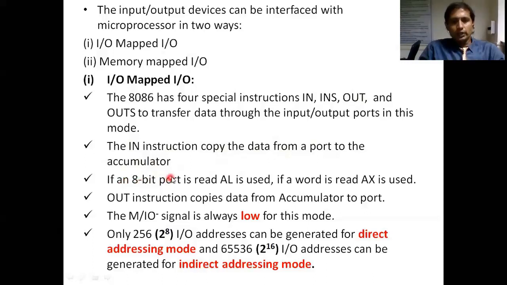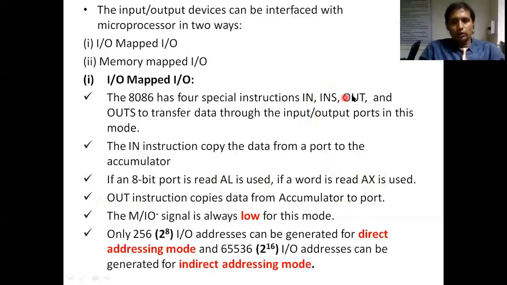Generally, if it is an 8-bit port, we use the AL register. If it is a 16-bit port, we use the AX register. For example, if I am using an 8-bit input port, then we use the AL register. If it is a 16-bit port, meaning 2 ports are present, then we use the AX register. That is for receiving. The OUT instruction copies data from the accumulator register to the port. To sum up, the IN instruction is for reading or transmitting data from the input port to the accumulator.